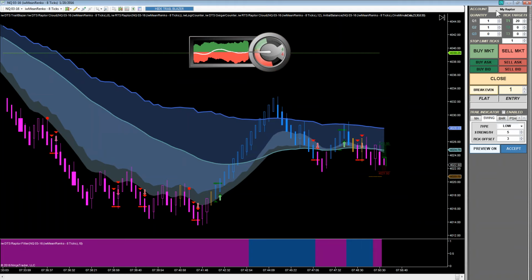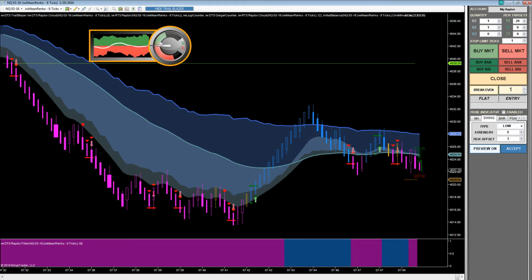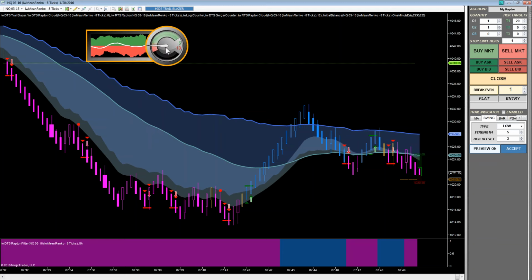All right, so they're kind of floundering a little bit there, trying to sort themselves out. You can see our Geiger counter very neutral also. So we've got the market waffling back and forth. They're pulling hard. Oh, they were pulling hard there to the buy side for a moment.